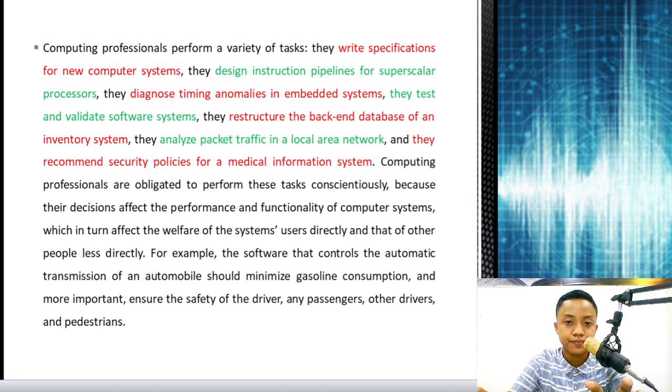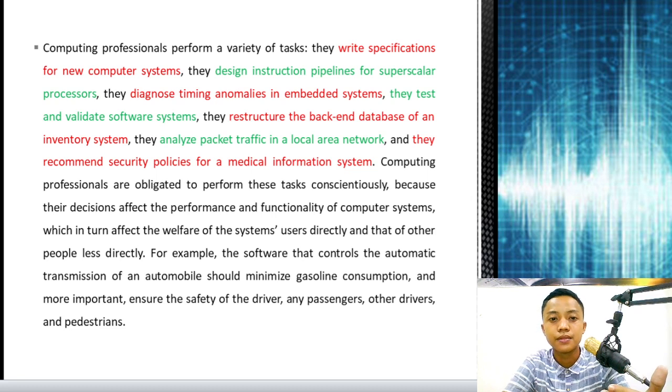Pag sinabi natin computing professionals o mga professionals, they should perform a variety of tasks. They have a lot of tasks that they should do or they should follow. Ang those tasks ay kinakailangan talaga nilang gawin. Because sinabi ngang task, kinakailangan gampanan kasi gawain yan. For the IT students, our task, we are developing a system that are useful to the user.